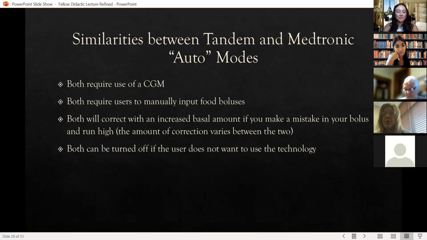But with both of them you can run outside of the auto mode if you choose to run by the old system, manual mode, or you choose to run by Basal IQ. They are both there. Next slide.